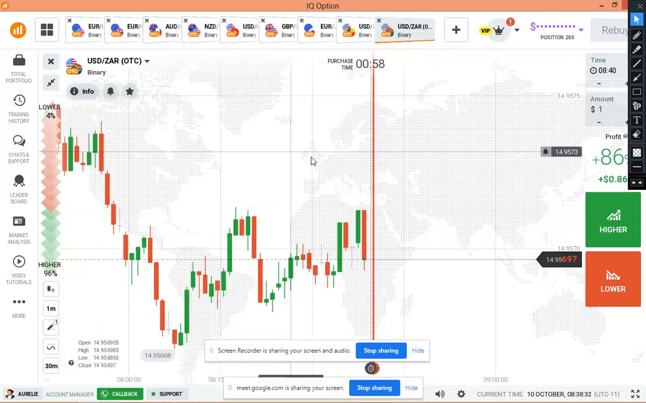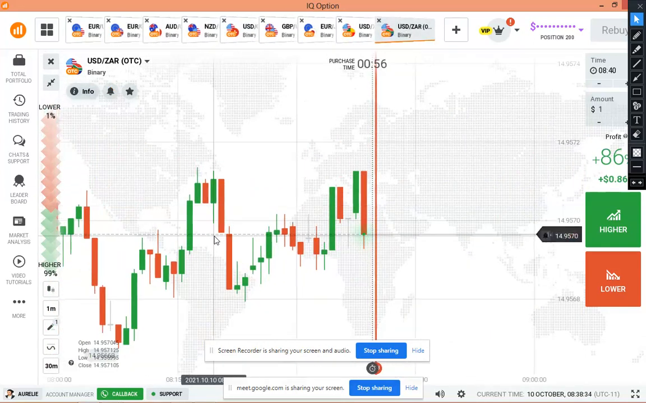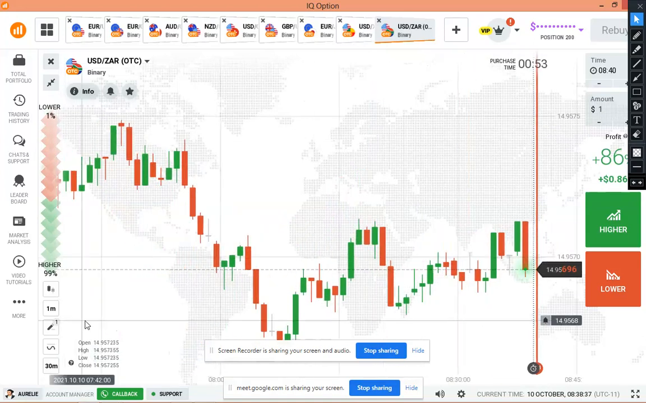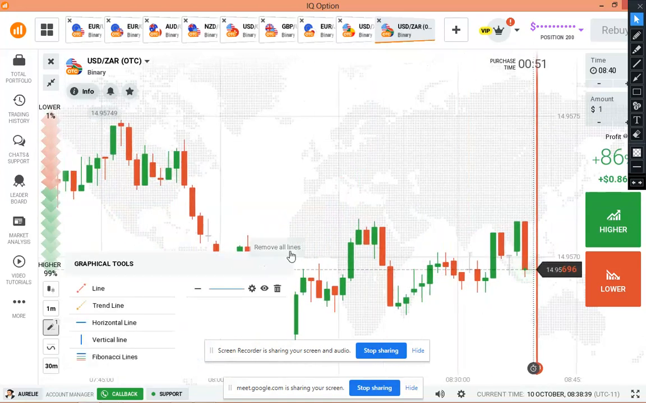Okay, let me choose one chart and let me draw a simple zone here. Okay, now look at these two reversal zones.